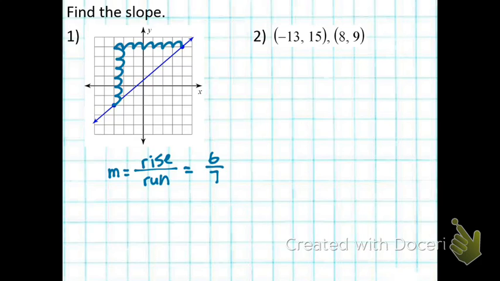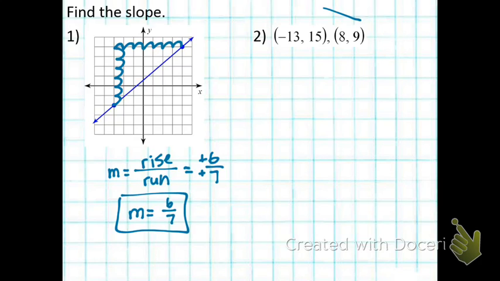And we have a fraction, 6 over 7. If we could simplify it, we would, but since we can't, we leave it alone. And it's a positive 6 divided by a positive 7. So our slope is going to be 6 over 7, which is a positive slope. So that's how you do number 1.